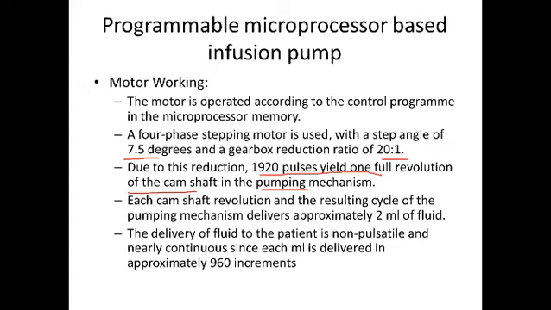So 360 degrees divided by 7.5, and again that is multiplied by 20. That many number of pulses are required for one revolution. Each camshaft revolution and the resulting cycle of the pumping mechanism delivers approximately 2 ml of fluid. So when 1920 pulses are given, it will give approximately 2 ml of fluid.